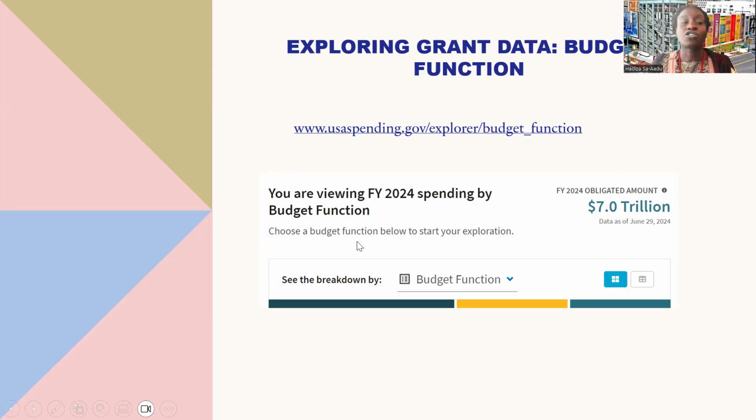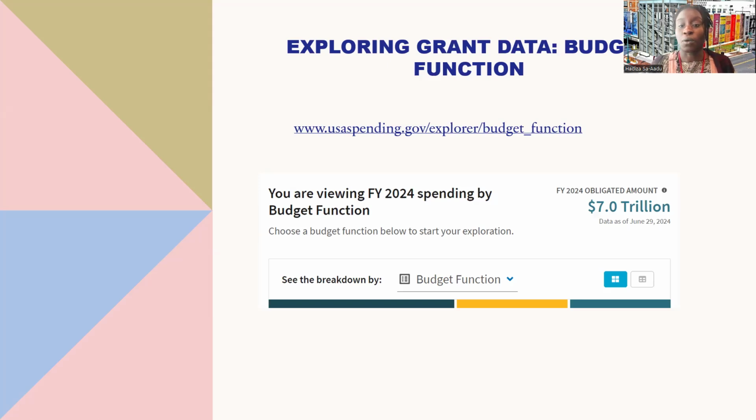So when you are using the Explorer, what you're able to do is basically access information about federal spending in different ways. So you can do it by budget function, you can do it by agency, and you can also do it by object class, which just means the type of service or product that is provided or asked for by the federal government.